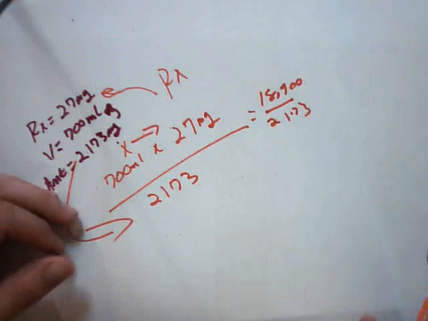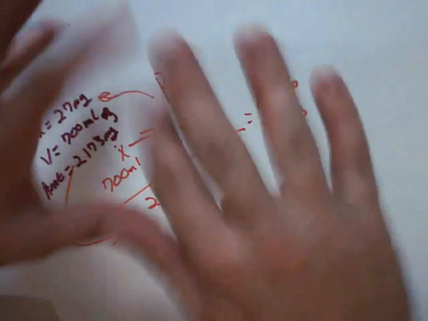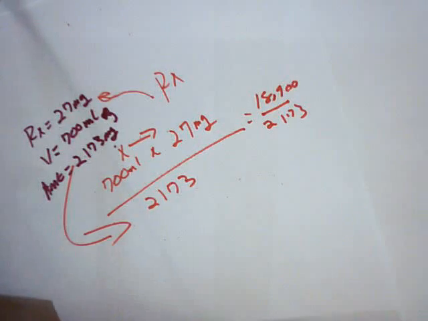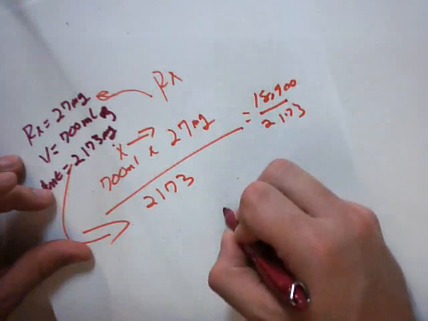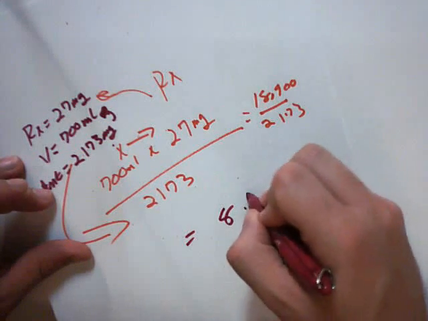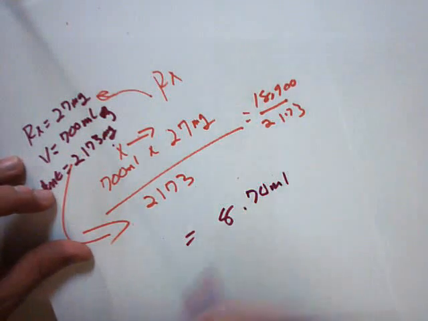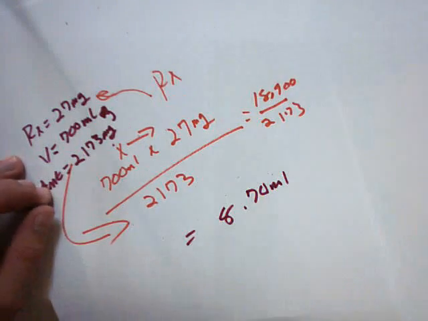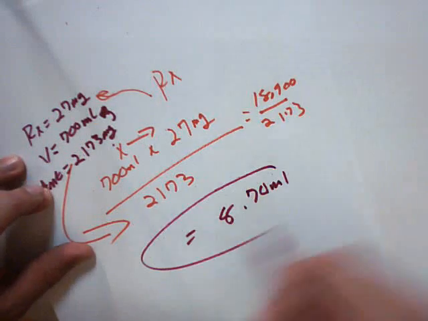2,173. Through the magic of cinema, I'm just going to tell you that the solution is rounded to 8.7 milliliters. Actually, that I calculated beforehand. No sense in you watching me work a calculator. There's nothing exciting about that.